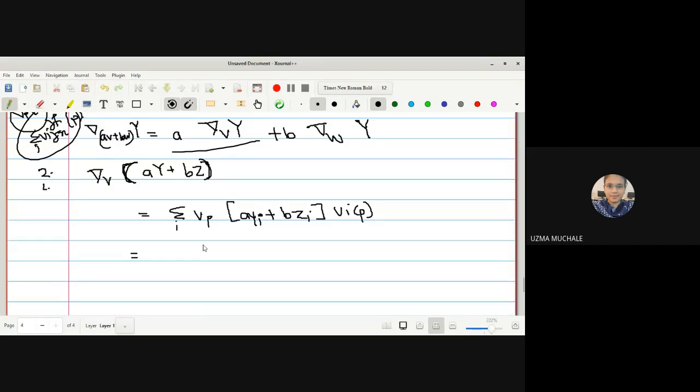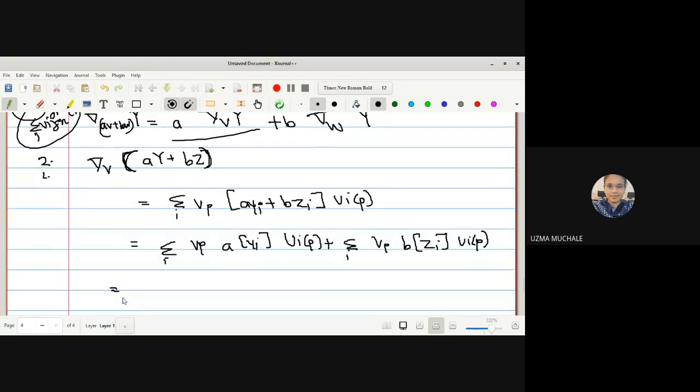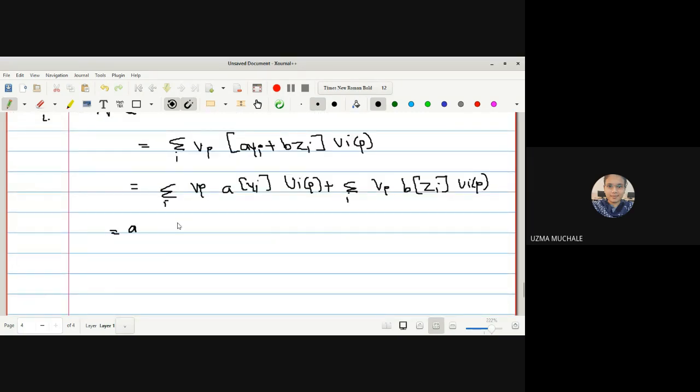Okay. Now just separate the summation over I VP AYI UI at a point P plus summation over I VP B ZI directional derivative of ZI UI at a point P. Okay, now A is a scalar independent of this summation, I can take outside and V remains with summation over I VP YI UI at a point P plus B outside summation over I VP ZI UI at a point P.